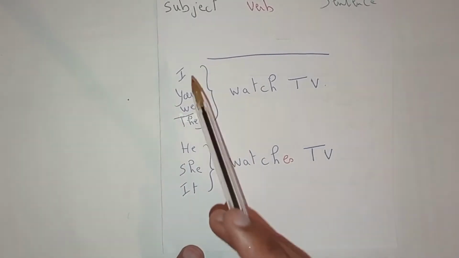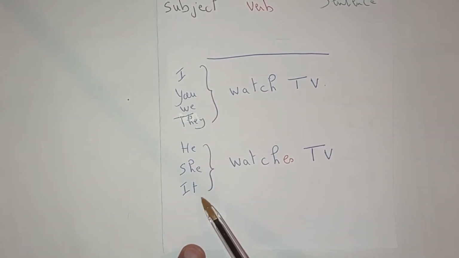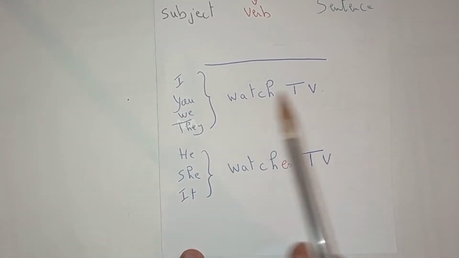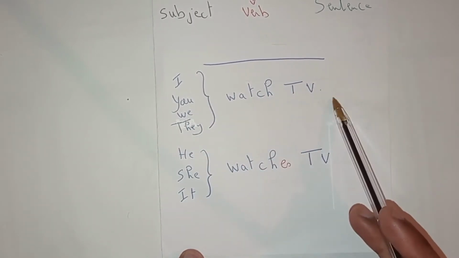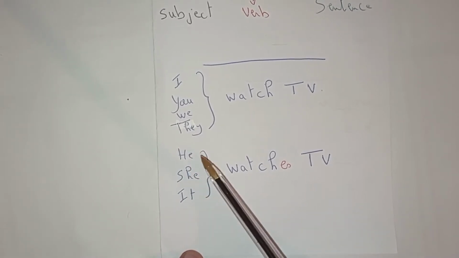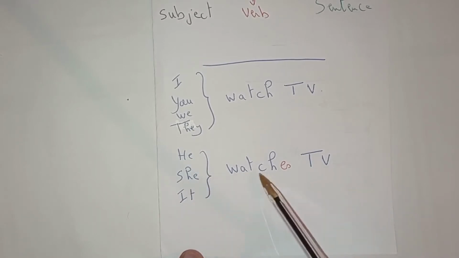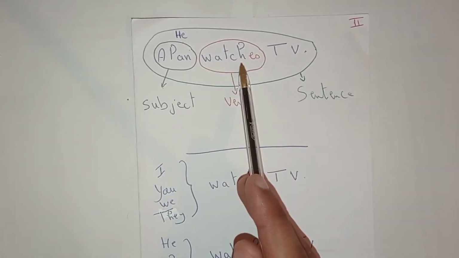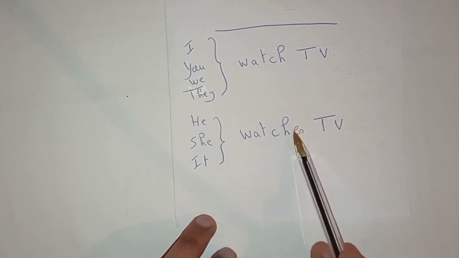Here we have subject pronouns. I, you, we, they, he, she, it. So these are subject pronouns. We say I watch TV, you watch TV, we watch TV, they watch TV. In the third person singular, in he, she, it, we say he watches TV, she watches TV, it watches TV. Look, Alan watches TV, he watches TV.